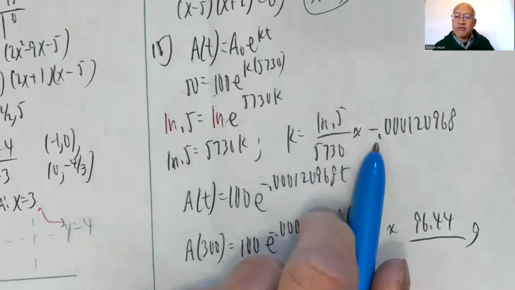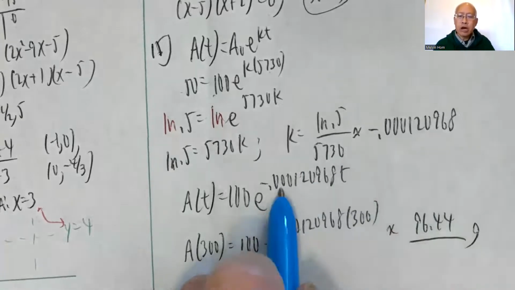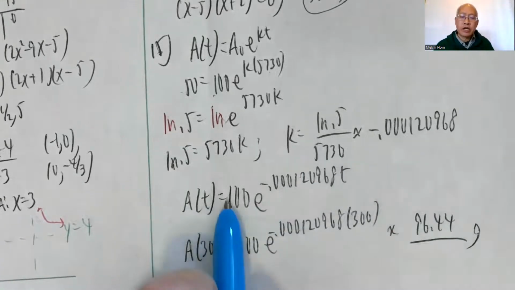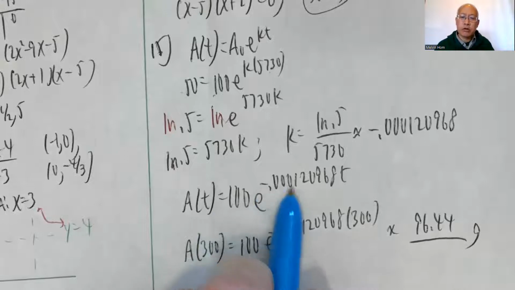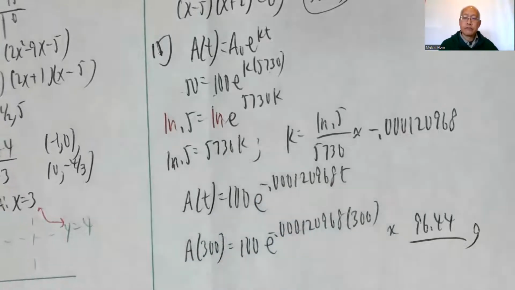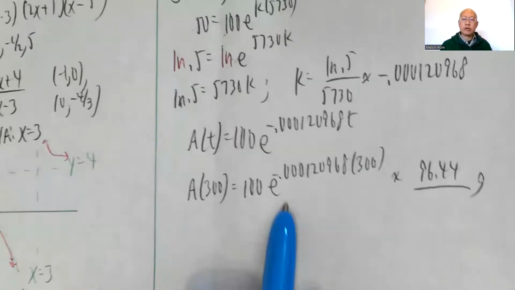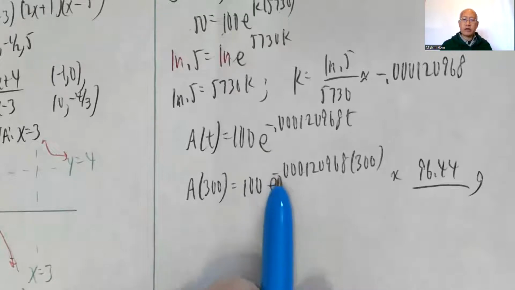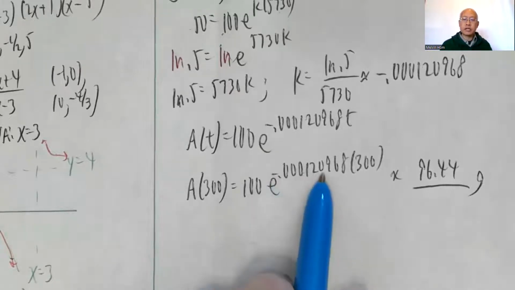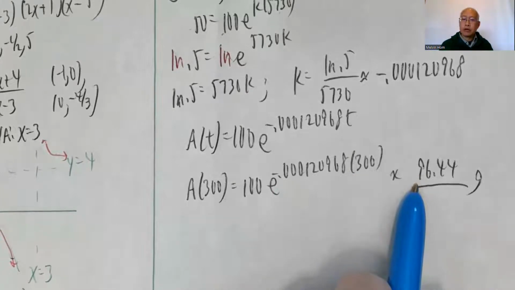So k is -0.000120968. So I plug that right into here. So A of t is 100 e to the -0.000120968t. And my phone stopped ringing. All right, so now I just plug in 300. So A of 300 is 100 e to the -0.000120968 times 300. Comes out to be about 96.44 grams.